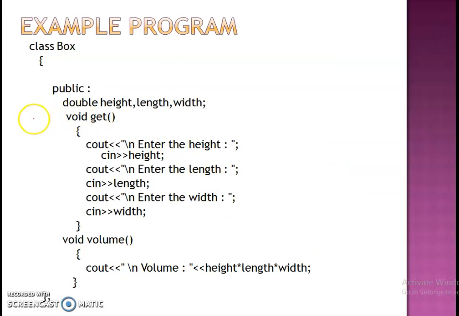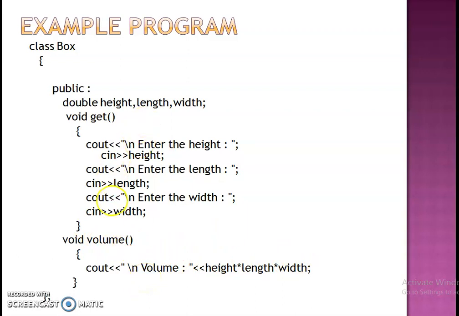So let's see an example program. My public data members, in this example, I have considered double height, length, and width. All should be public data members. I also gave the definition for the get method. It is ready to receive the input from the end user, that is, receive the height, length, and width through the keyboard. Using the box volume formula, I have calculated the volume of the box. That formula is implemented inside the volume function.